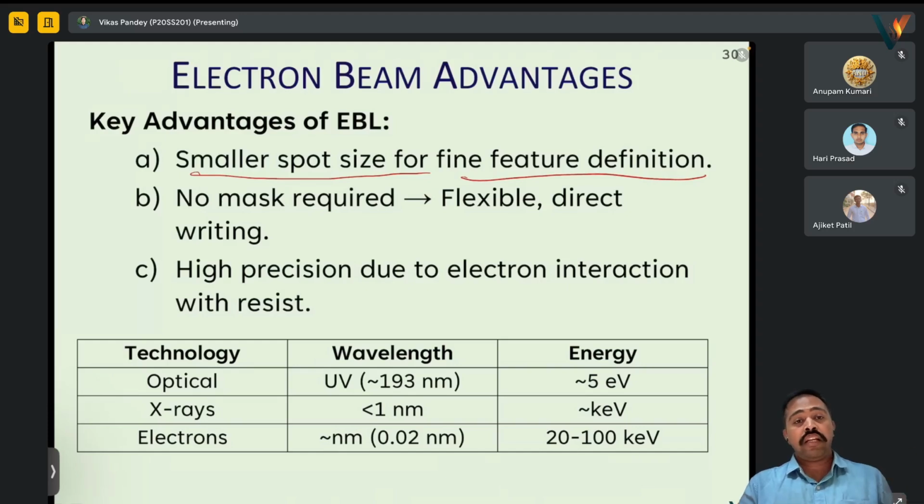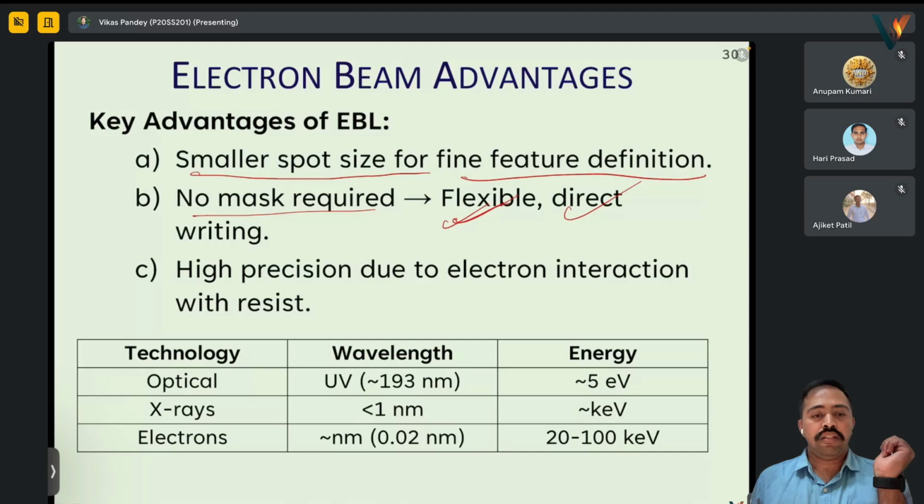The second thing is there is no mask requirement, so we are quite flexible with the pattern. It is not like optical lithography where we have made a fixed pattern and we are supposed to use only that. To make some modification, we have to physically make the mask again. Here, there is some flexibility since it is a direct write lithography, and it has high precision due to electron interaction with the resist.